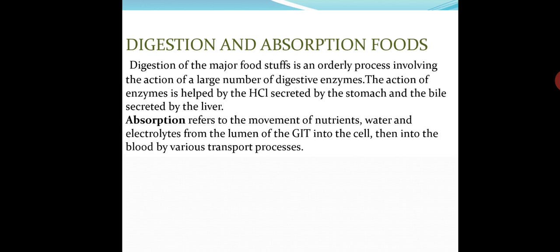Absorption refers to the movement of nutrients, water, and electrolytes from the lumen of the gut into the cell, then into the blood by various transport processes. Substances pass from the lumen to the ECF and then to the lymph and blood, similar to those that are responsible for transport of substances across the cell membrane.